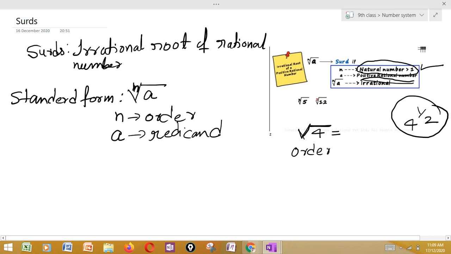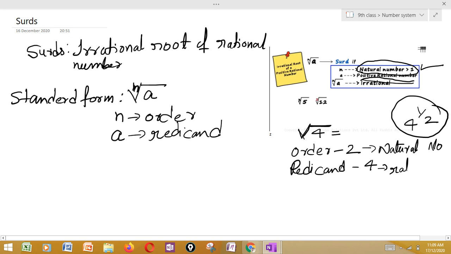Order means what is present above the square root. Order is 2. Radicand: what is the radicand here? Within the square root. The radicand is 4. Okay, this is a natural number.